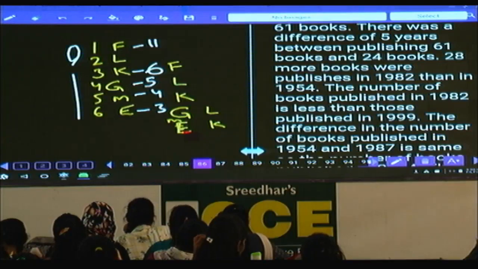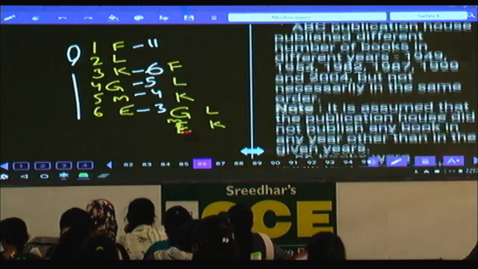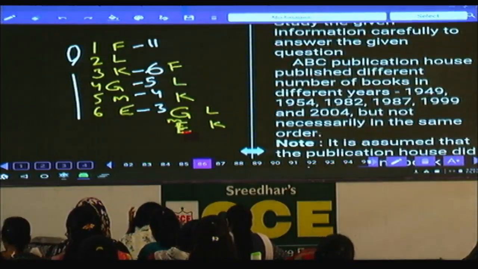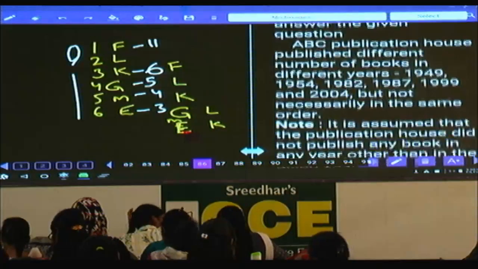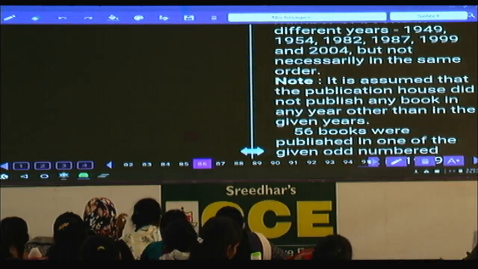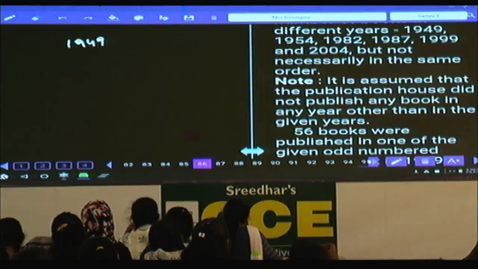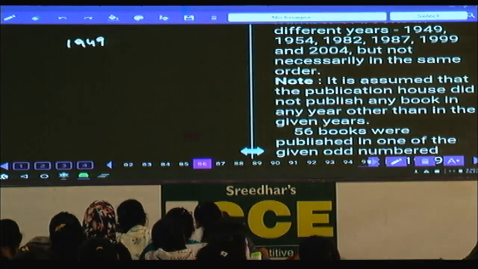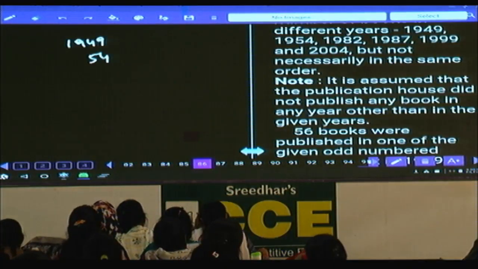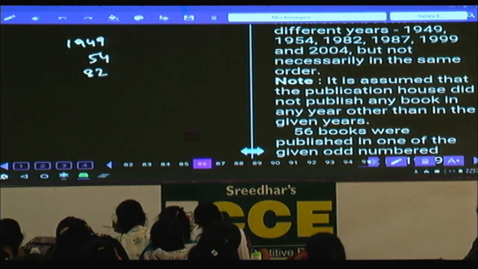Then 86 to 90. Now in this 86 to 90, ABC Publication House published a different number of books in different years. Now the years were given. Whenever the years are given, what do we need to do? First we need to arrange these years in ascending order, as we have discussed in the ages. Similarly here also, first we need to express all these in ascending order.